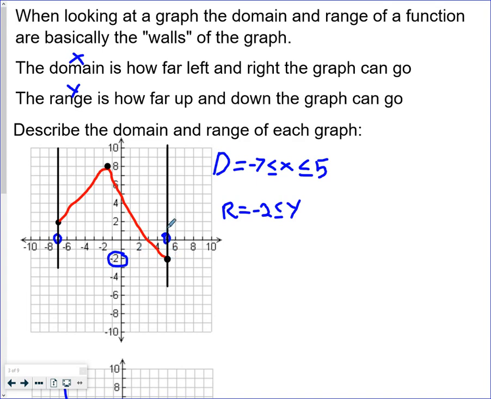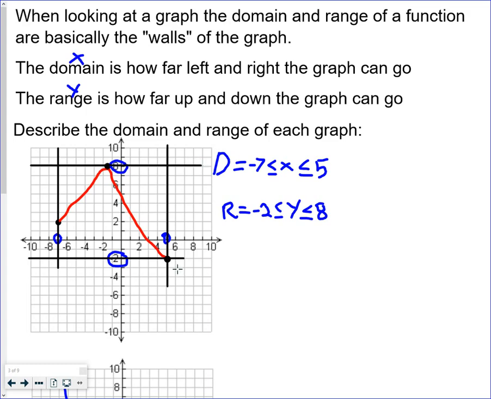And I go all the way up, up, up, up, up, up, until I get right here, which looks to be at the 8 spot. So my y's go all the way up to 8. So again, what this says is that my graph bounces between the numbers -2 and 8 for the y values. Again, they kind of act like a wall. So let me put my walls again. So we have a wall here, and we have a wall here.